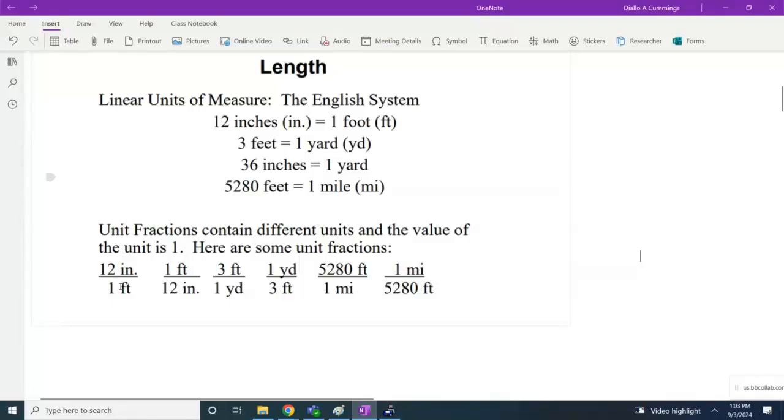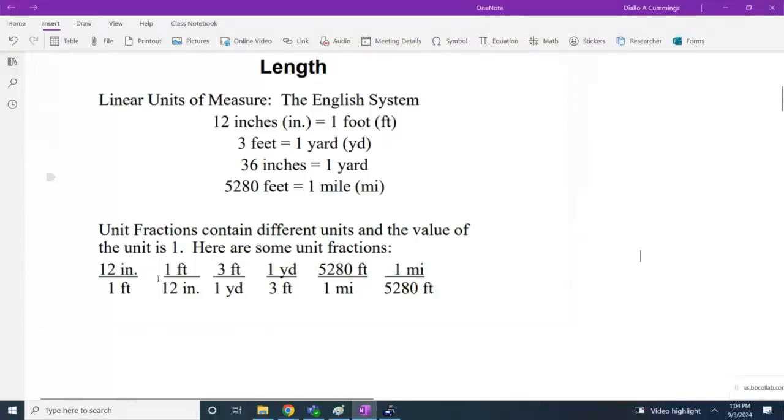12 inches divided by 1 foot, right? Even though we have two different measurements, 12 inches is equal to 1 foot. So that's a specialized form of 1. The second one, 1 foot over 12 inches, 3 feet over a yard, so on and so forth. Each one of these unit fractions is a special form of 1. So anytime you multiply something by 1, you don't change its value, but you can change the way it's expressed.